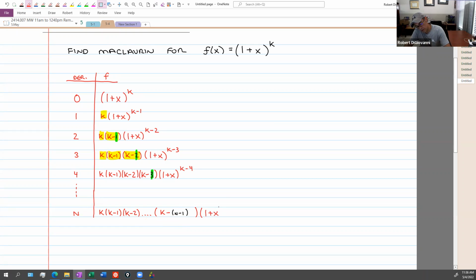1 plus x to what power? K minus, and this number up here, 4, 3, 2, 1, is the derivative we're at, right? So this should just be k minus n.